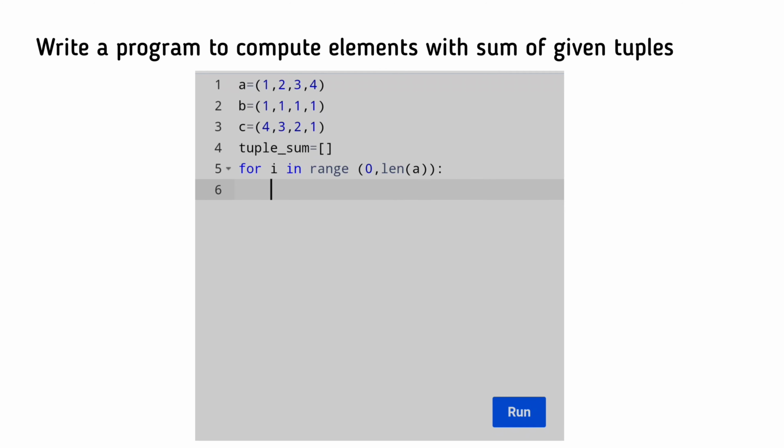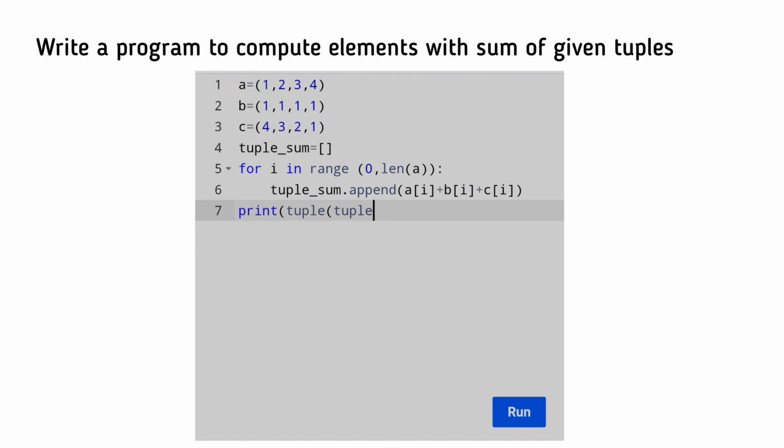Later I append to tuple sum: tuple sum dot append of a of i plus b of i plus c of i. That means the values of a of 0, b of 0, c of 0, when we add them, we get 1 plus 1 plus 4 as 6. So I print tuple sum, and we get 6 6 6 6 as output.